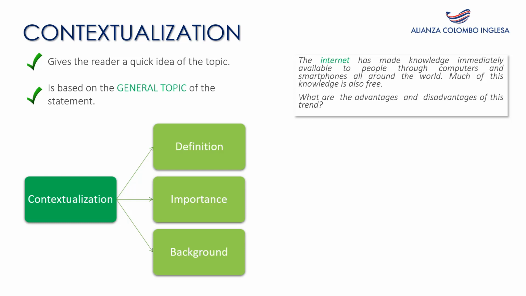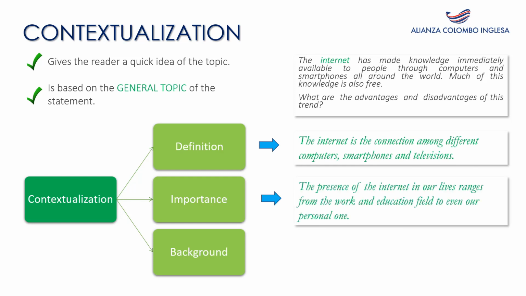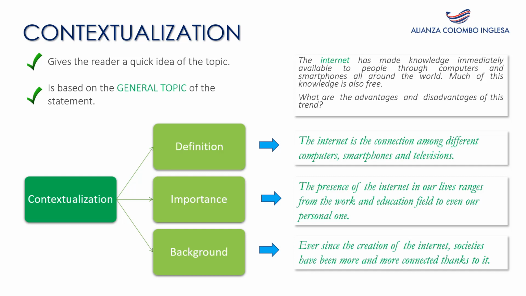However, the one that I personally recommend is focusing on the background. It is usually easier to address the contextualization by giving some background. This is the example for definition, this is the example for the importance, and this is the example for the background. Again, this is the one that I'm going to be using for my explanation. As you can see, I'm basically talking about the history, we could say, of the internet and how societies are more and more connected thanks to it. Excellent. So that is all regarding the contextualization.